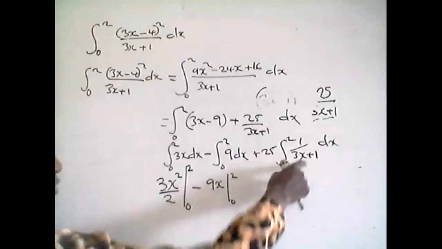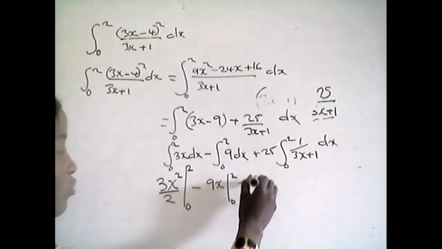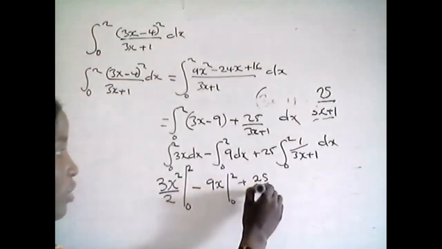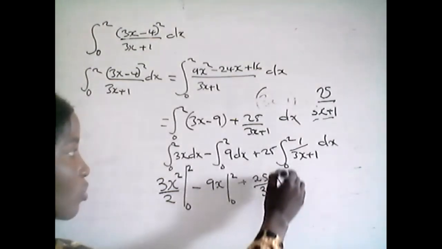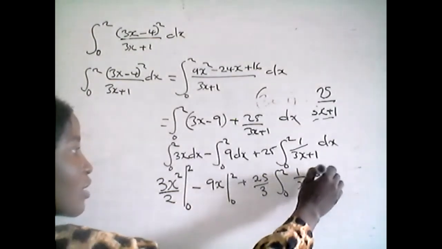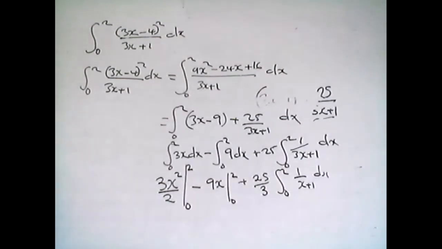We come to this part here. So here it is plus 25. I can factor out 1 over 3, and I'll remain with 0 to 1 over x plus 1 dx. Who can give me the integral for 1 over x plus 1? What is the integral for 1? 1 over x. Yes.